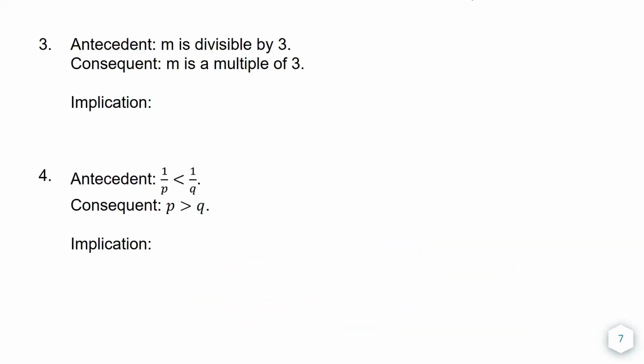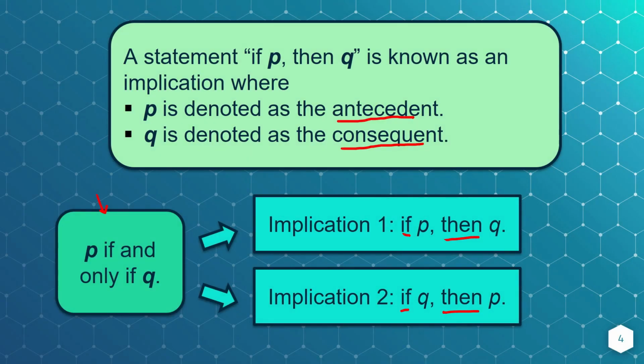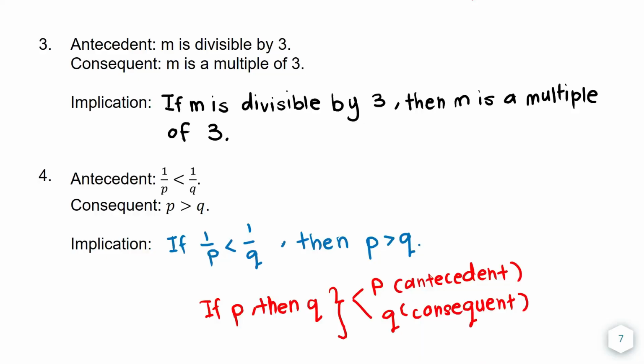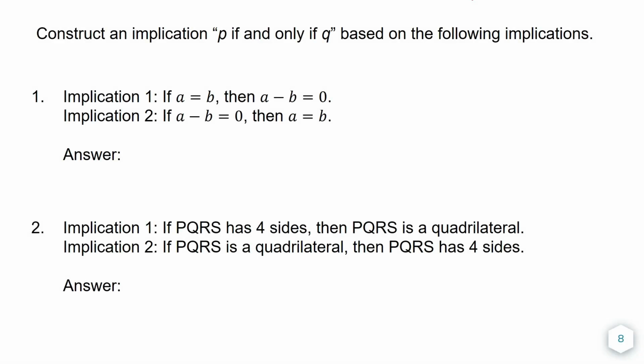From the definition P if and only if Q, we can form two implications: implication 1, if P then Q, and implication 2, if Q then P. Back to the question just now. For the first question, the first step is to determine which one is P and which one is Q. Then we can construct the implication of P if and only if Q.